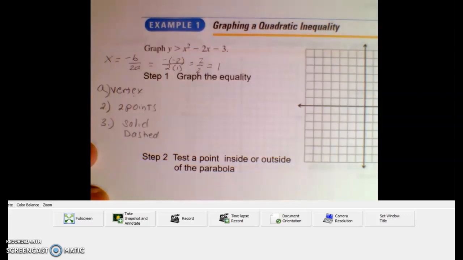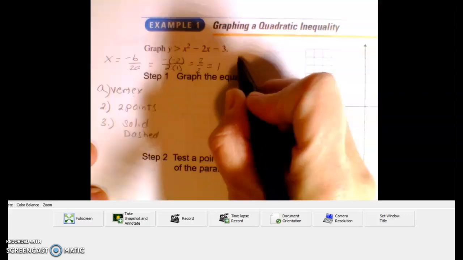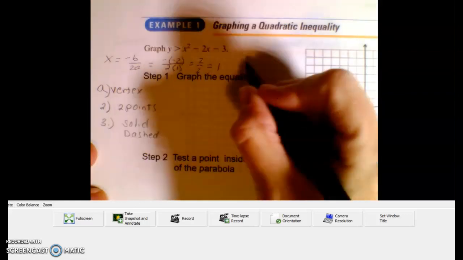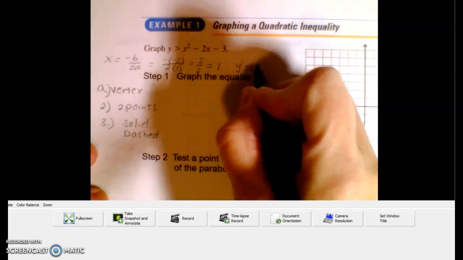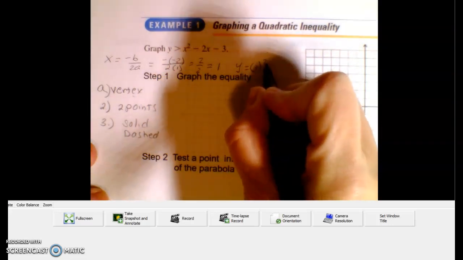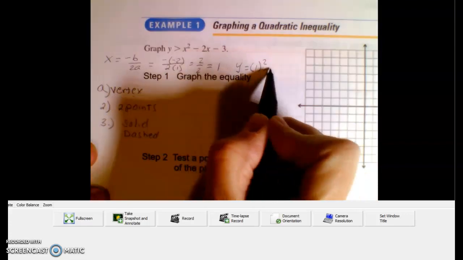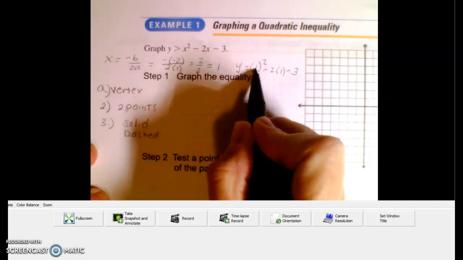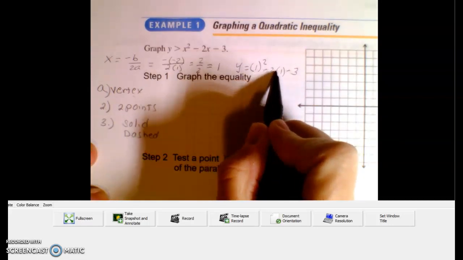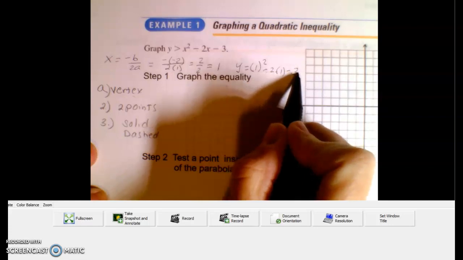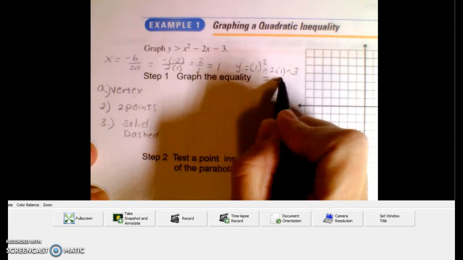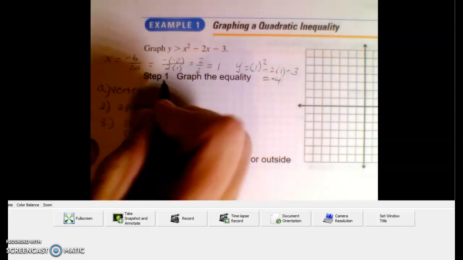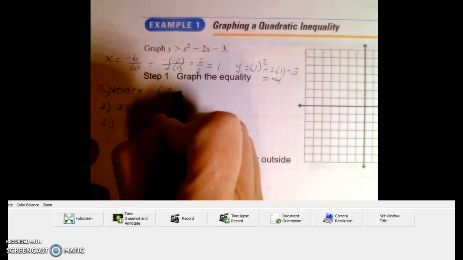Now we want to find our y value, and the way you find your y value is to substitute this 1 into our quadratic. So y is equal to 1 squared minus 2 times 1 minus 3. 1 squared is 1. Minus 2 is negative 1. Negative 1 minus 3 is negative 4. So we just found our vertex, and I'm going to write it right here next to vertex so we keep it straight: 1, negative 4.